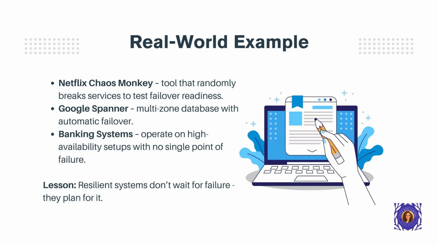Banking systems. Financial institutions operate with some of the highest availability requirements. Their systems are designed with no single point of failure, SPOF, employing active data centers, redundant networking, and robust failover procedures to ensure continuous transaction processing, as even minutes of downtime can translate to massive financial losses and loss of trust. The key lesson from these examples is clear. Truly resilient systems don't just react to failure. They proactively plan for it, design for it, and constantly test their ability to recover.